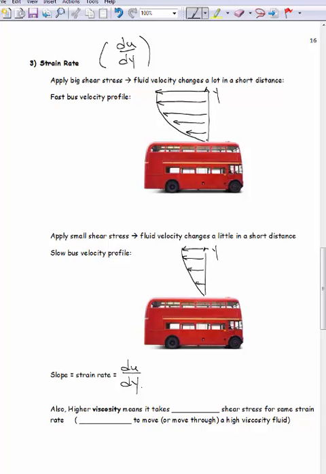Okay, so remember our whole equation though was tau equals mu du dy. Alright, so a higher viscosity, that was our mu, means that it's going to take more shear stress to get the same strain rate. Okay, so it's easier then to move through a high viscosity fluid.